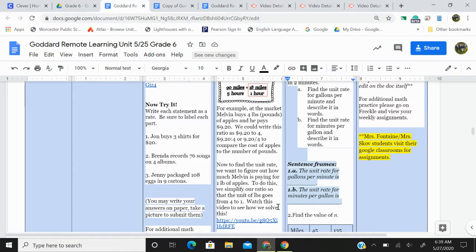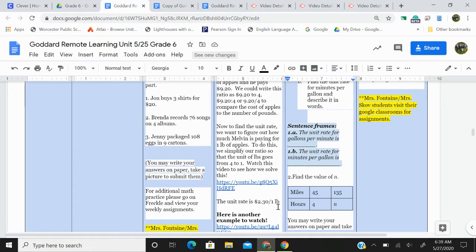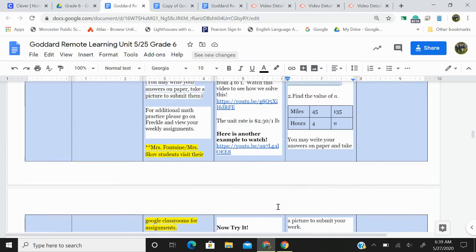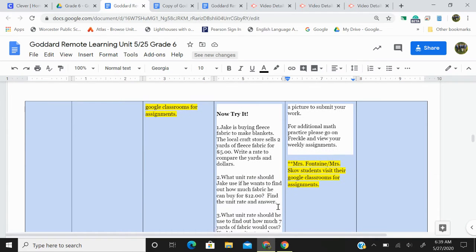Watch this video to see how we solved this. Click on that link there. So the unit rate is $2.30 per 1 pound. Here is another example to watch. Now try it. 1. Jake is buying fleece fabric to make blankets. The local craft store sells 2 yards of fleece fabric for $5. Write a rate to compare the yards and dollars.